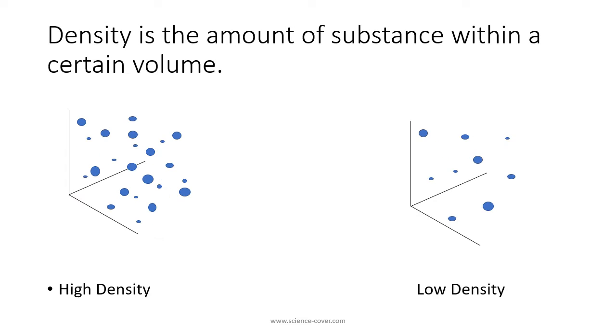But density is the amount of substance within a certain volume, so we should be looking in 3 dimensions, not 2. These two diagrams show us a 3-dimensional space, and we can see in the high density we have a lot of material, a lot of substance within that 3-dimensional space, and in the diagram on the right there's not as much material in that 3-dimensional space, and so we would say that's a low density.